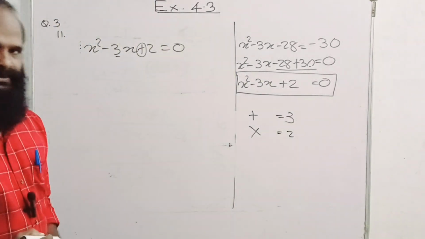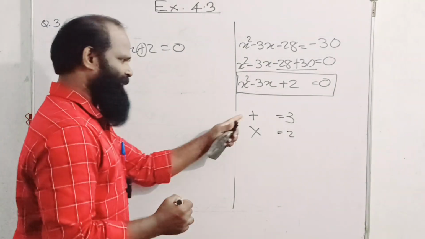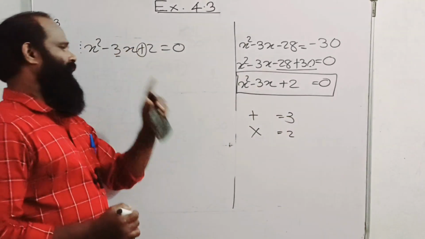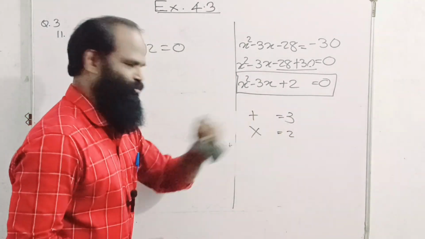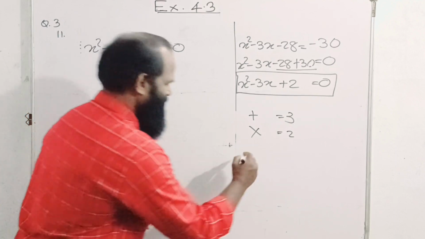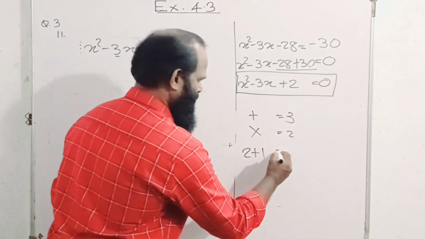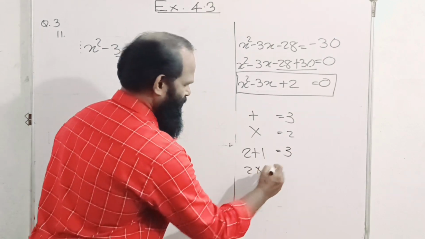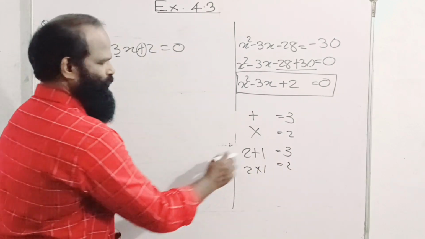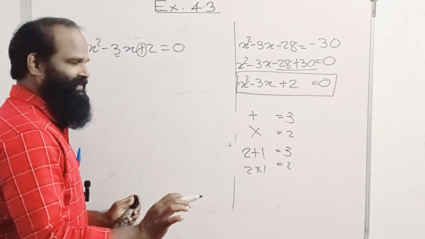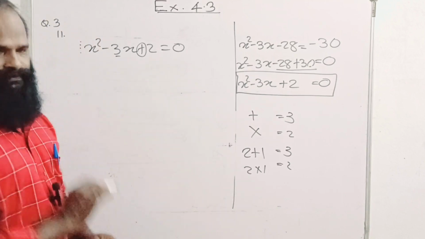What are those two numbers? The numbers with the sum middle term and the same numbers with the product 2. Yes, the numbers are none other than 2 and 1. 2 plus 1 is equal to 3. 2 into 1 is equal to 2. So 2 and 1 satisfy both the conditions. So we choose 2 and 1.